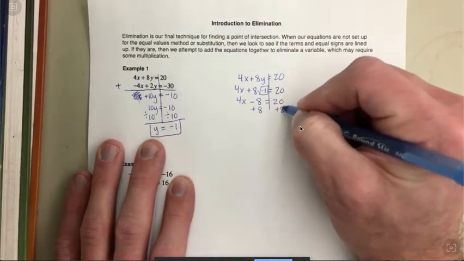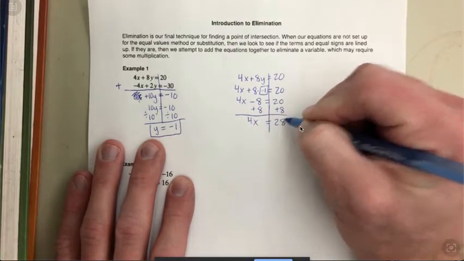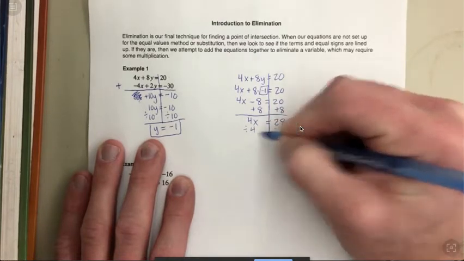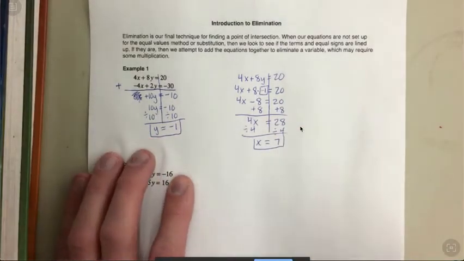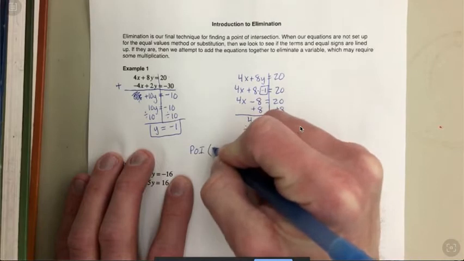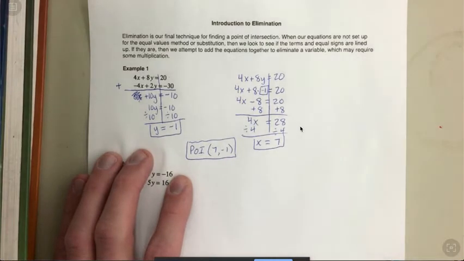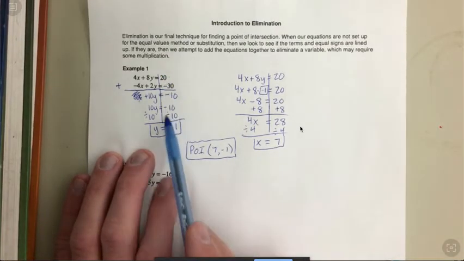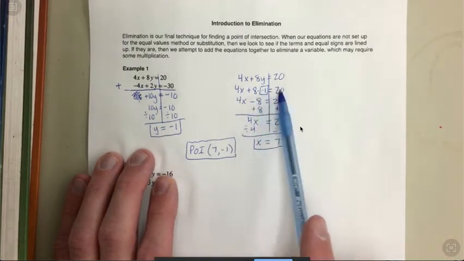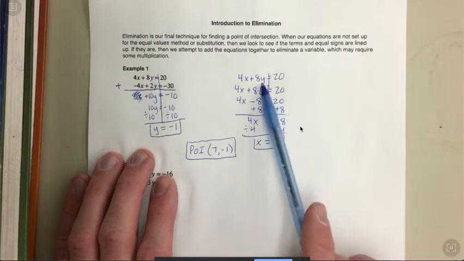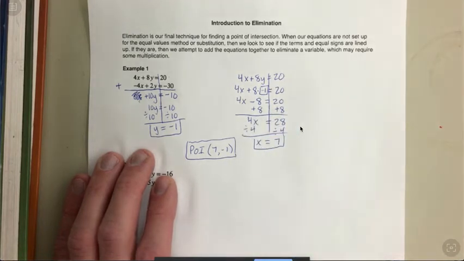I'll add 8 to both sides. So now I have 4x is left equals 28. And then finally divide by 4, and I get that x equals 7. All right, so there's my point of intersection, 7, negative 1. All right, so once again, this part was really fast because when I added, my x eliminated right away. This part took longer because the equation's not set up to be a quick solve, so I have to put in for y, and then I kept solving until I got to our final answer. All right.